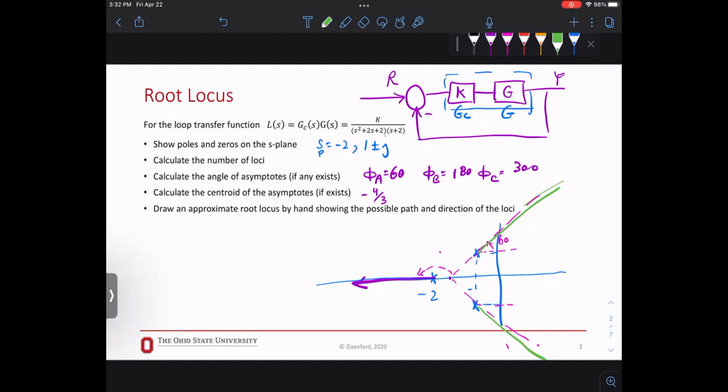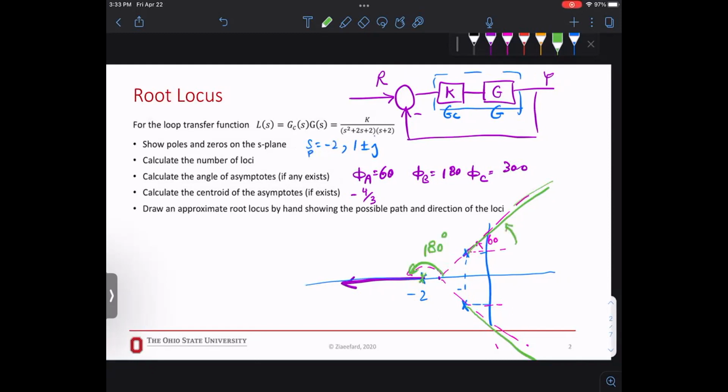60 and 300, it's like 360, right? So those two move together. And then the other one is 180. We also know this one has to go to infinity to find a zero. And this will be the asymptote. So this is 180 degree. So it's like the 60 and 360, they're not, because they were cross. No, this is 60, this is 300.